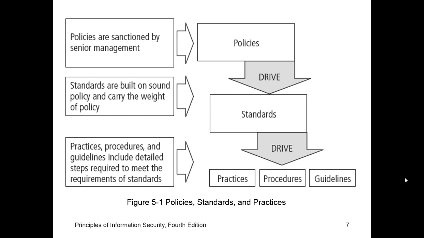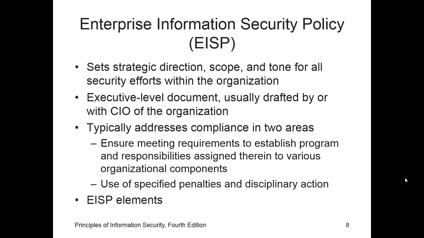Management defines three types of security policy: general or security program policy, issue-specific security policies, and systems-specific security policies. Enterprise Information Security Policy, or EISP, is also known as the General Security Policy, IT Security Policy, or Information Security Policy. This policy sets the strategic direction, scope, and tone for all security efforts within the organization. The EISP is an executive level document, usually drafted by or with the CIO of the organization, and it's usually 2 to 10 pages long. When the EISP has been developed, the CISO begins forming the security team and initiates the security system development life cycle process.